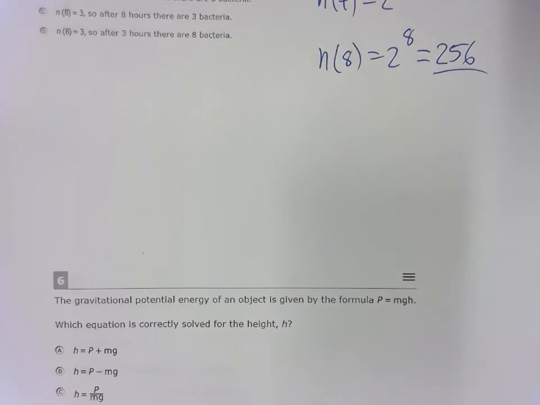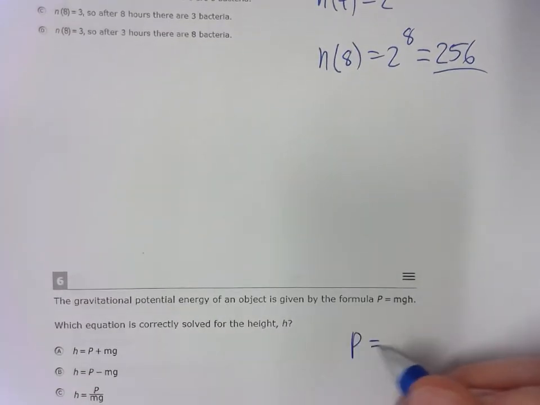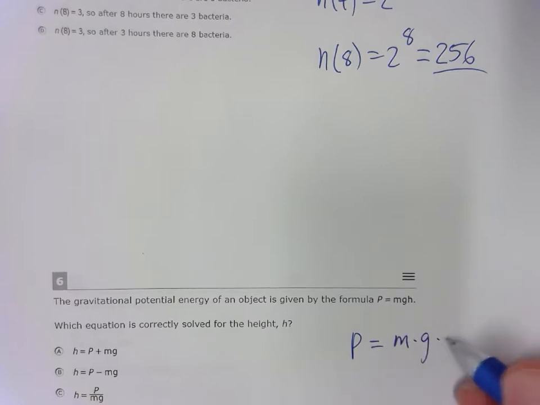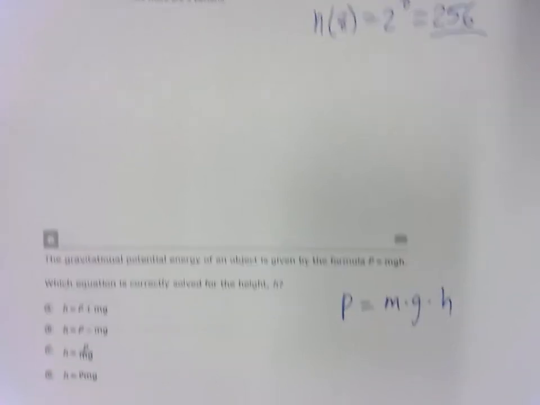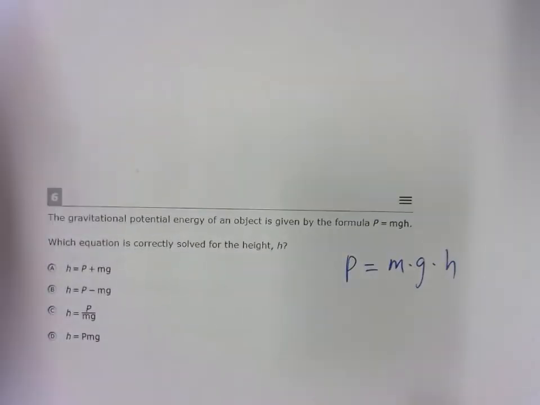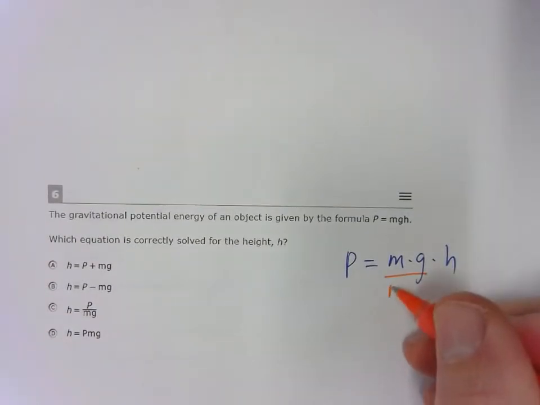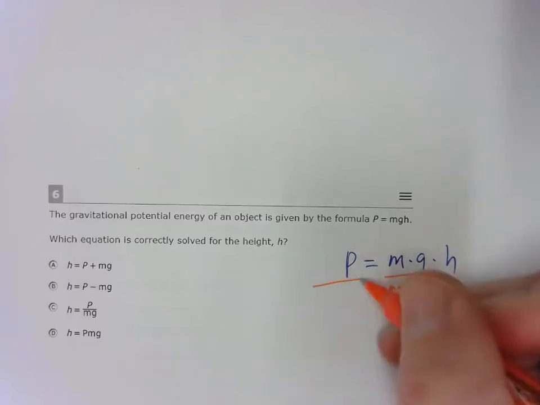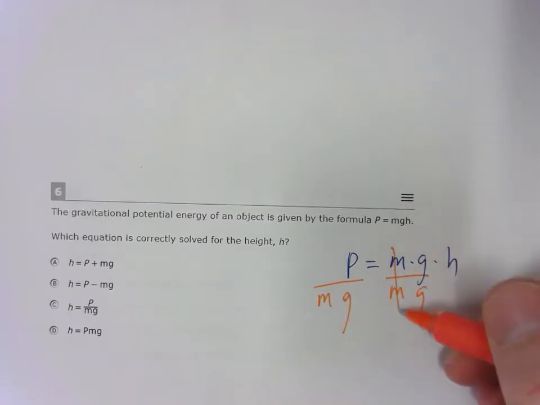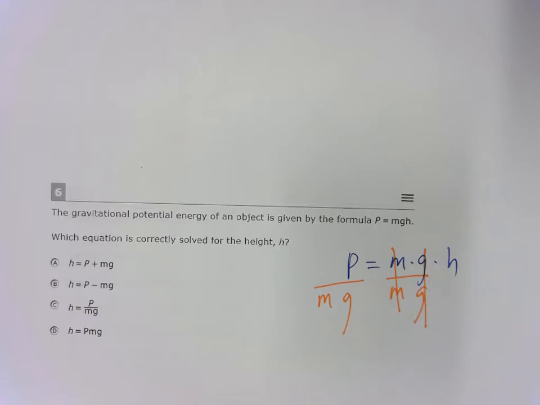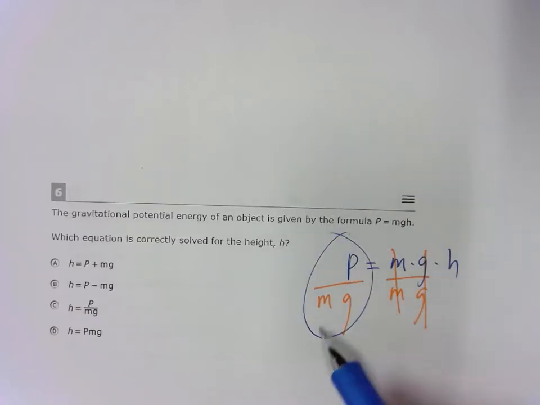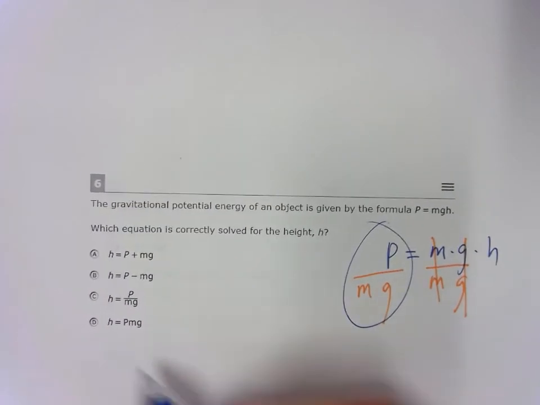Okay, now we're going to rearrange an equation. We have P is equal to M times G times H. And we have to solve for H. So we're going to divide over the things that we don't need. So we're going to divide over the M and divide over the G to get H by itself. So that cancels out, that cancels out. So H is equal to P divided by mg, and that is choice C.